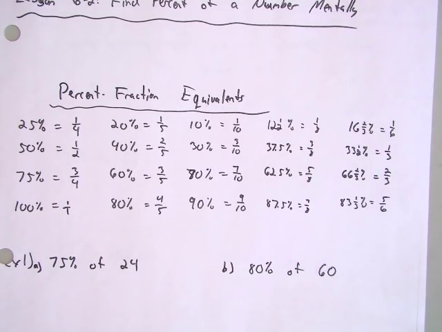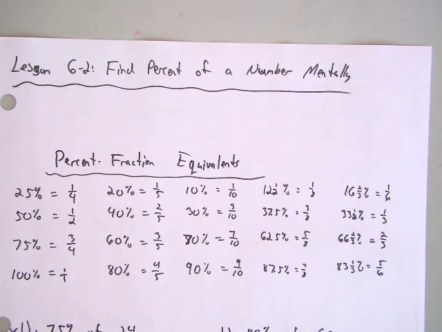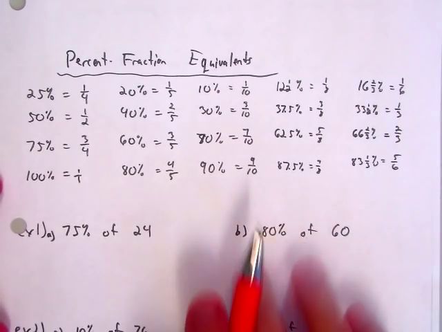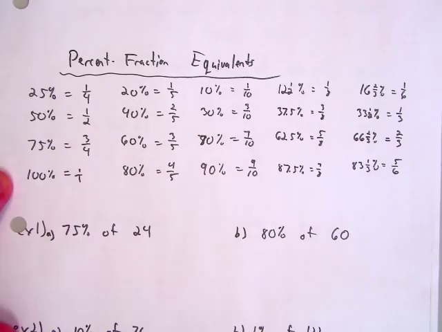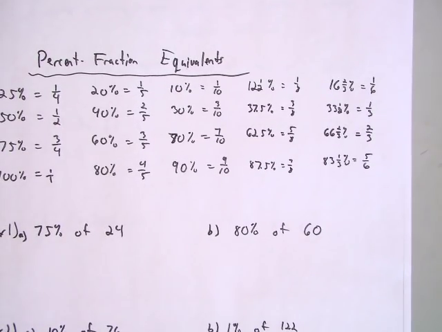All right, we're going to talk about Chapter 6, Lesson 2 today, and that is all about finding the percent of a number mentally. One of the things that we have to keep in mind when we are looking at this mentally is to think about percent fraction equivalents. For example, 25% is the same as 1/4 as a fraction. 20% is the same as 1/5, 10% is the same as 1/10, 12.5% is the same as 1/8, and 16 2/3% is the same as 1/6. And the list continues. That's going to be very, very helpful as we are going through some of these problems.